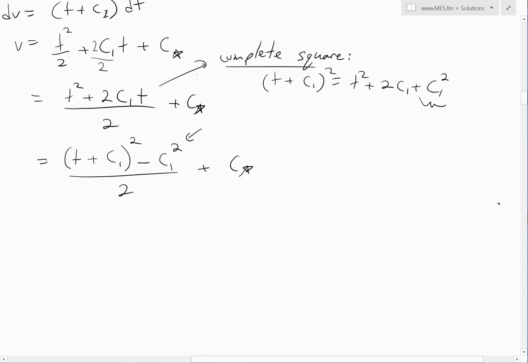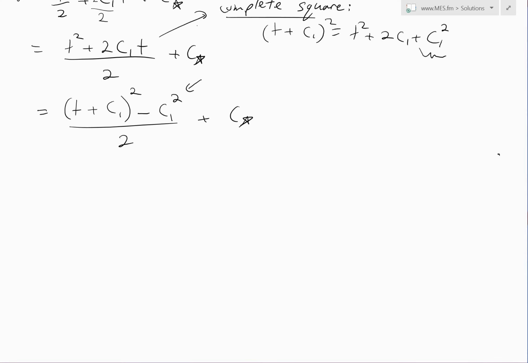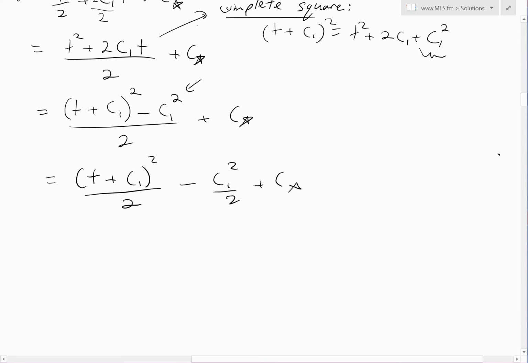Then plus c1 star, and as you see, that's just a constant. So this would equal (t + c1) squared over 2, minus c1 squared over 2, plus c star, and now this whole constant part I will set equal to c2.